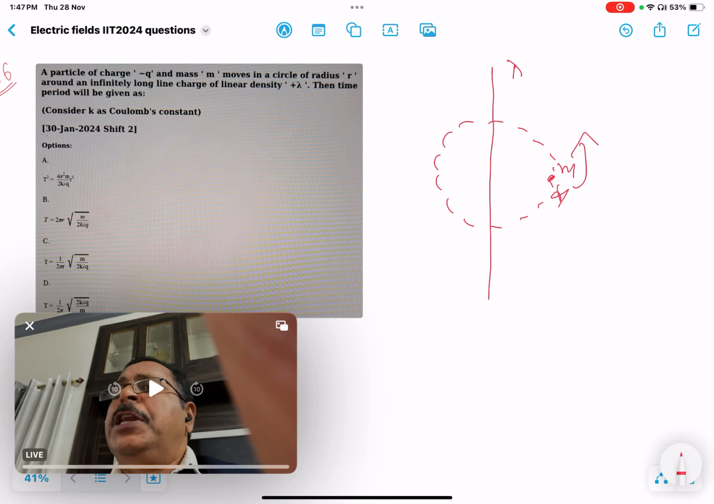So this is an infinitely long conductor. Its linear charge density is given as lambda. Then one particle is rotating, taking the conductor as the center. This particle is moving; its charge is given, its mass is given. It is moving at a distance r from the conductor. So this is the information given.